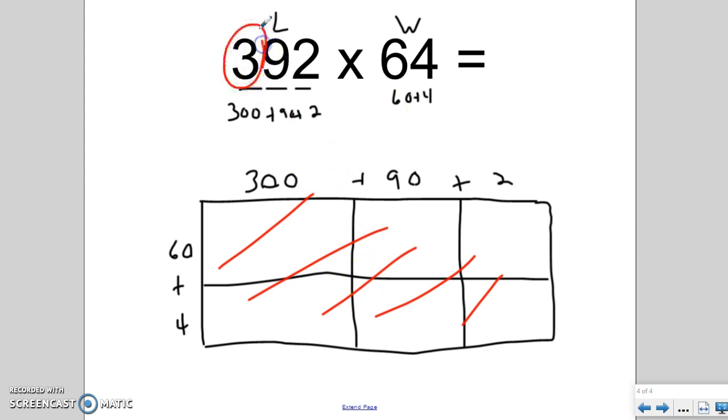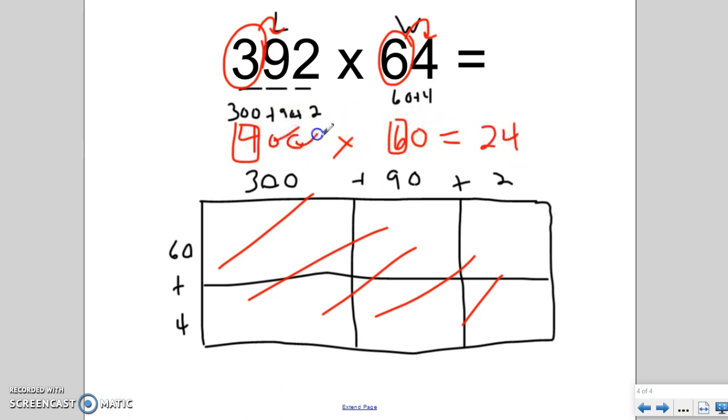Again, a quick estimation. I know 392 is about 400. And 64 is about 60. So if I did go ahead and finish solving this, I know that my answer would be close to, let's see, 4 times 6 is 24, with 1, 2, 3 zeros. We're going to end up with a much bigger number here because we have bigger factors. So my answer would be somewhere around 24,000 if I were to go through and figure out the actual answer, which is what we get when we do the area model. So hopefully that is making some sense. Good luck.